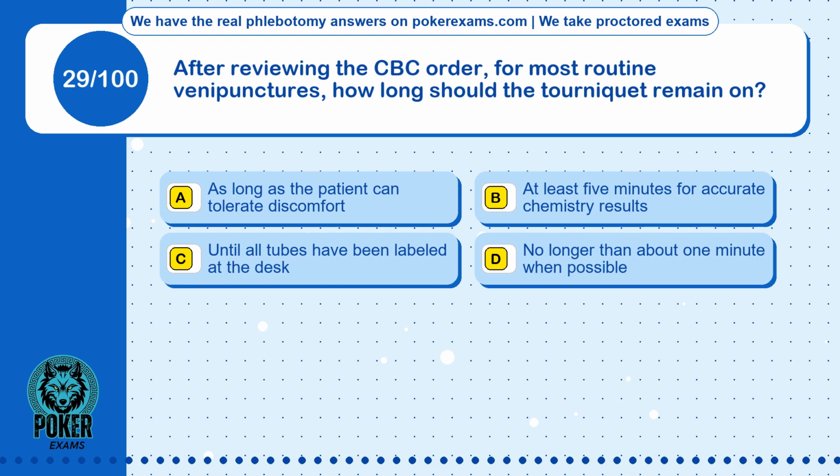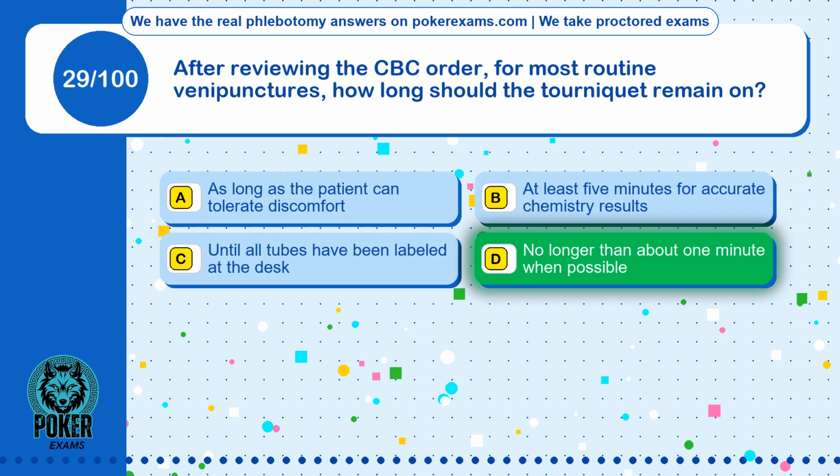Question 29. After reviewing the CBC order, for most routine venipunctures, how long should the tourniquet remain on? Option A, as long as the patient can tolerate discomfort. Option B, at least 5 minutes for accurate chemistry results. Option C, until all tubes have been labeled at the desk. Option D, no longer than about 1 minute when possible.